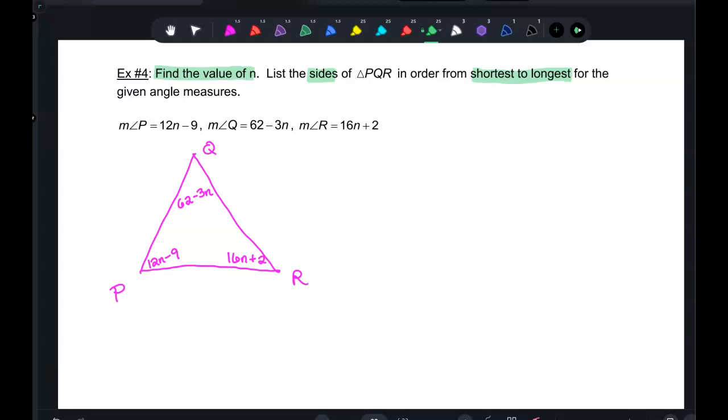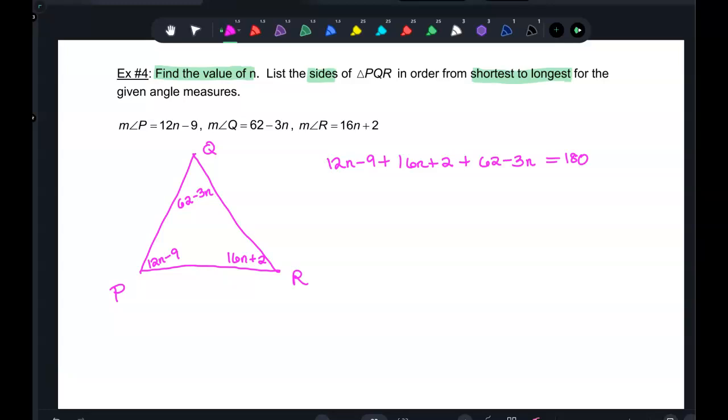So do we make them all equal since they're together? Equal to what? Equal to 180. So all three angles in any triangle always have to add up to 180. So let's do that. 12n minus 9 plus 16n plus 2 plus 62 minus 3n equals 180. Because I have to figure out what the angle measures are, and then I can figure out the sides. Does that make sense?